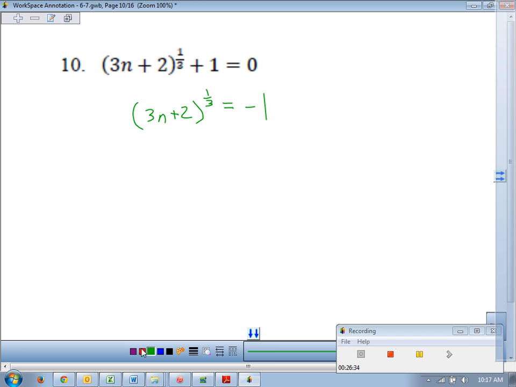It's all about your root. What kind of root do we have, even or odd? Odd. So we can do that, right? We can take the cube root of both sides. Well, the cube root of something can turn out to be negative. The cube root of this could equal a -1. Possible. So how do you get rid of this? We cube both sides. What's -1 cubed? -1.